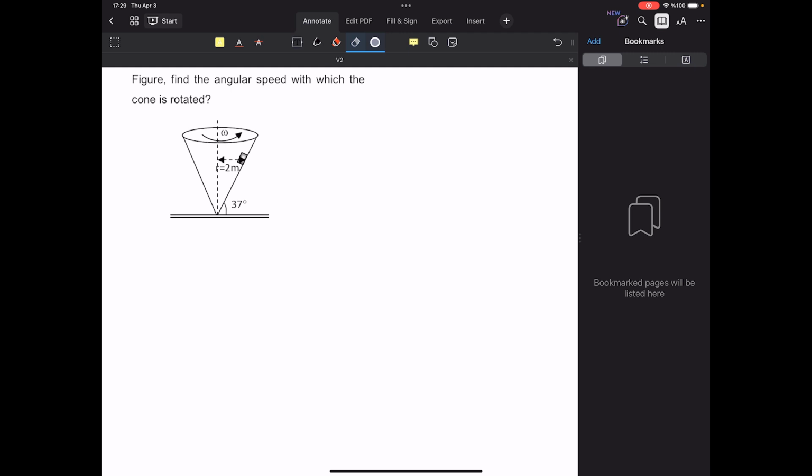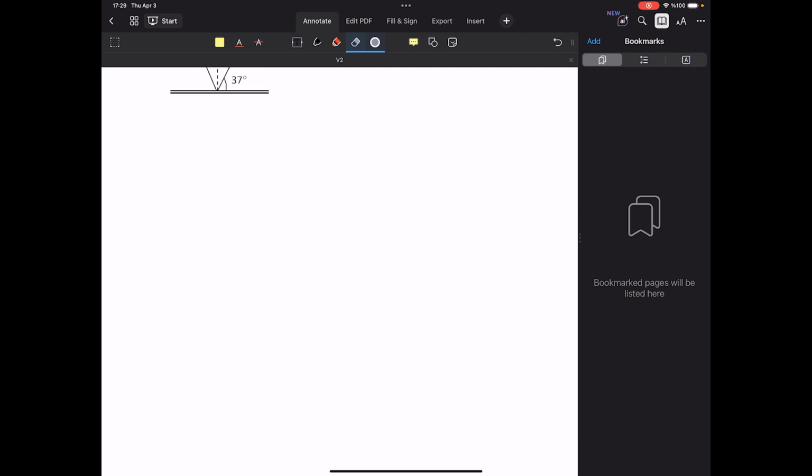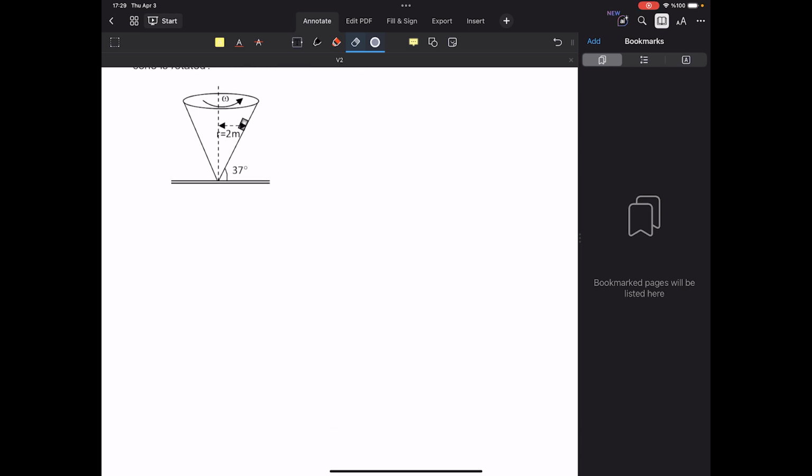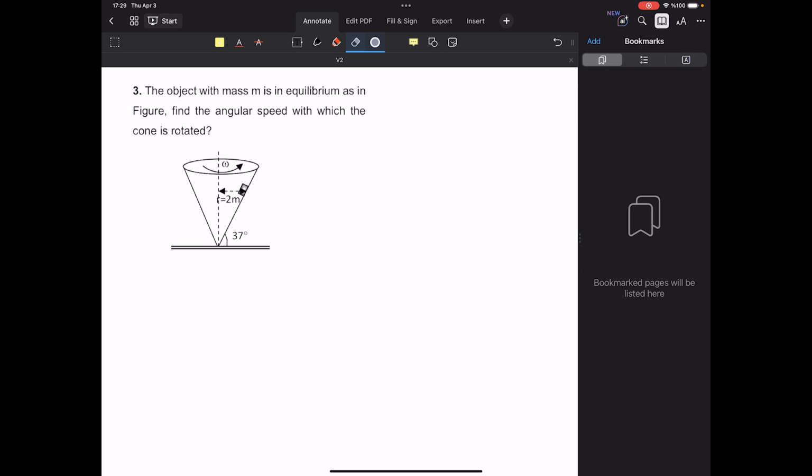I have a bunch of questions prepared. We're just going to solve them. So the first topic is circular motion. You're going to be asked questions like these.